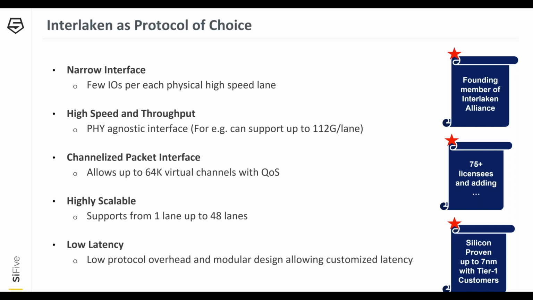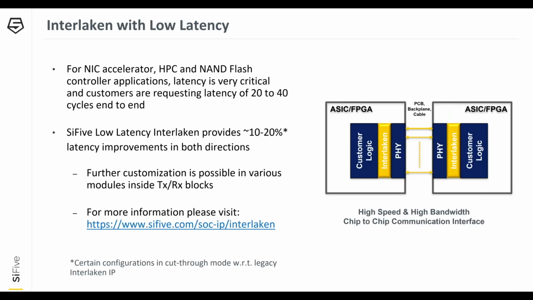If all these features are not enough, I want to highlight that OpenSilicon, a SiFive subsidiary, was a founding member of the Interlaken Alliance. We have over 75 licensees today and are silicon proven with tier 1 customers. So we are now introducing a low latency Interlaken variant of our very successful Interlaken IP with high throughput. This IP will fit very well into the applications we talked about earlier, and also NIC accelerators, NAND flash controllers, and the list just goes on.